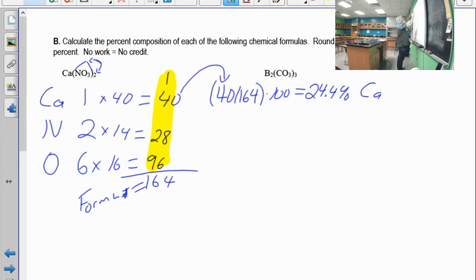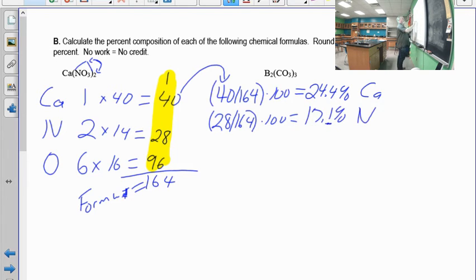So remember, we're just going to use how much came from each atom. We're not using the weight of each atom. We're not using the 40 and the 14 and the 16. We're using how much came after we've done the multiplication. The 40, the 28, and the 96. 28 divided by 164 times 100 equals 17.1. Again, I want you to round it to that tenths decimal place. And this is our nitrogen.